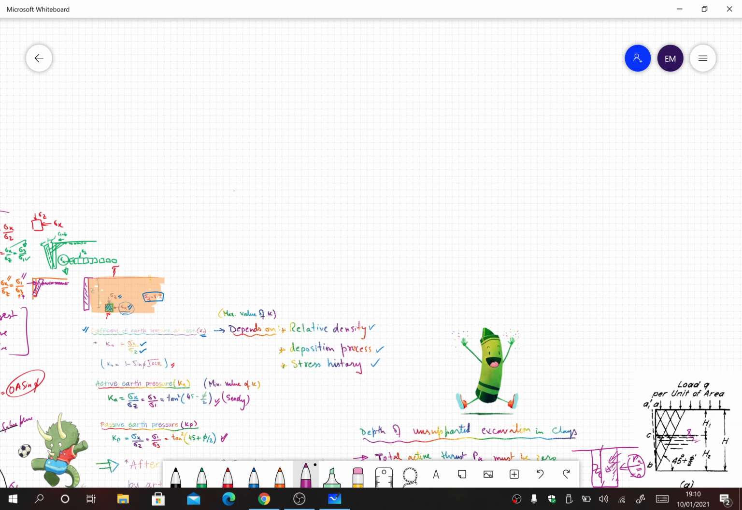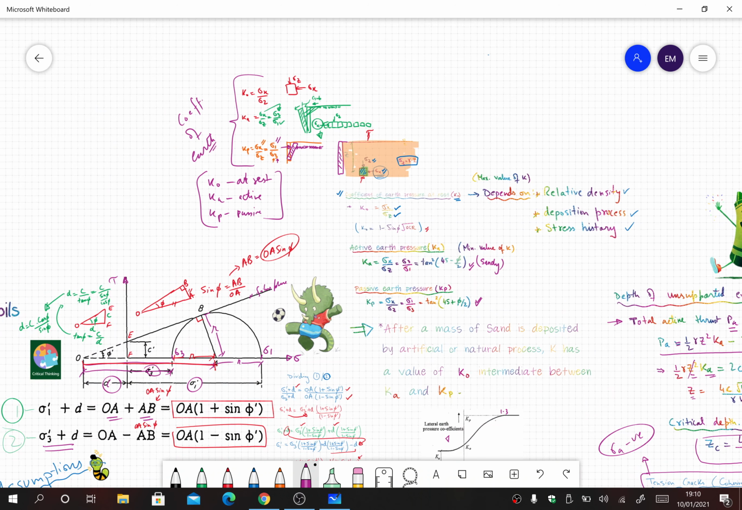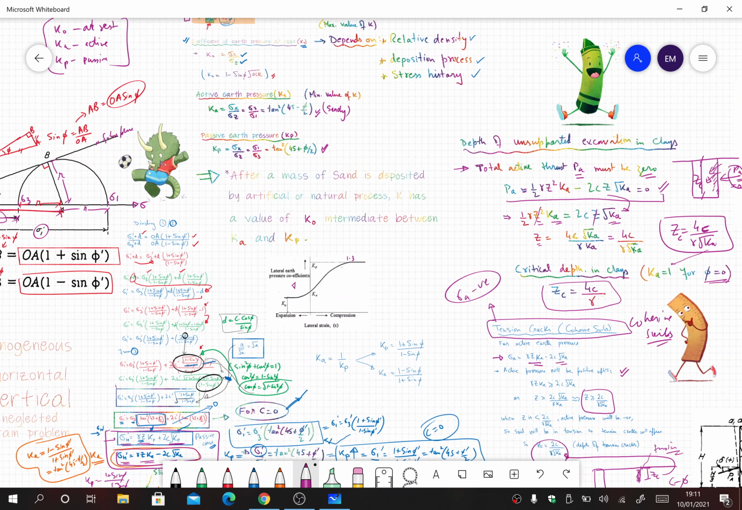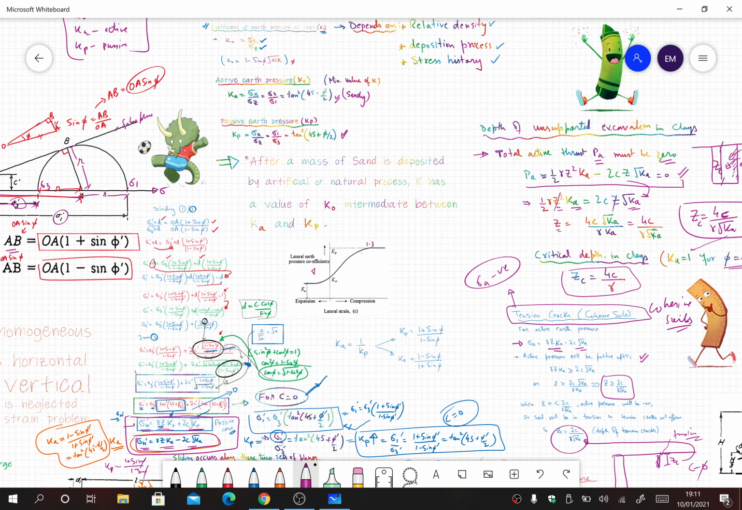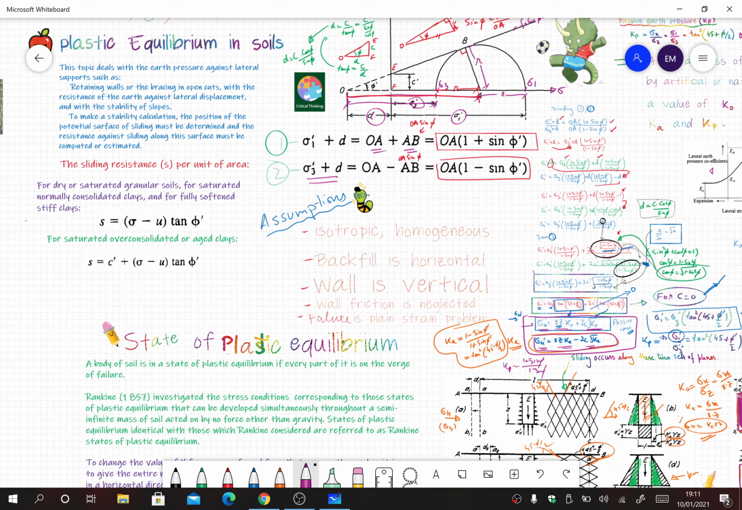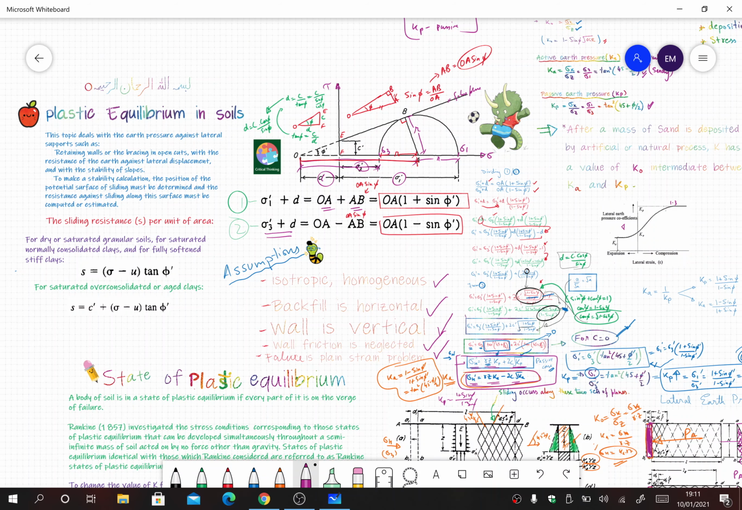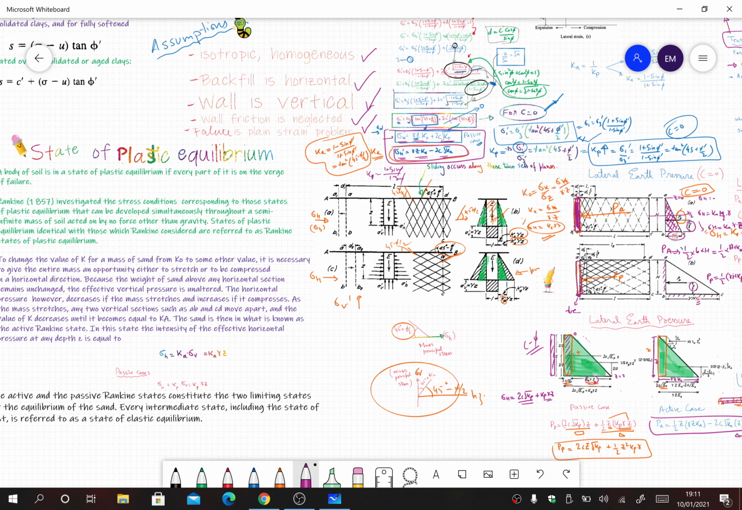The one thing I left out is the assumptions in Rankine's earth pressure theory. So let me have a look at the assumptions. Rankine's assumptions say that the soil is isotropic and homogeneous, the backfill is horizontal, the wall is vertical, and wall friction is neglected, and failure is a plane strain problem. That means failure will happen only in two dimensions, as we are seeing in our figures. So these are the assumptions of Rankine's theory.